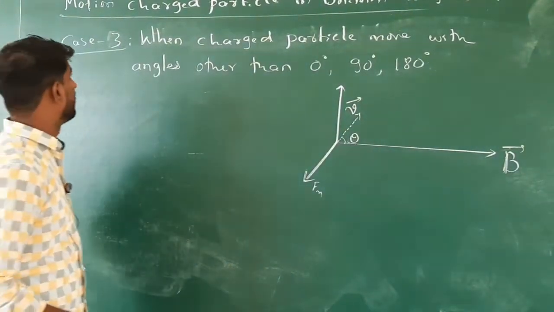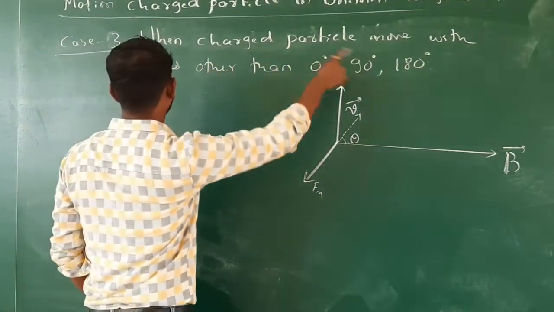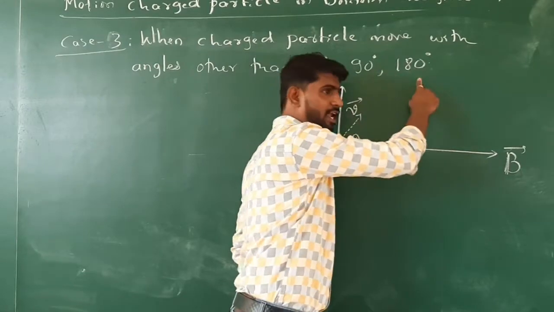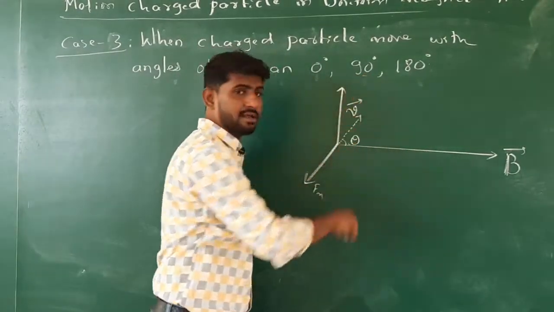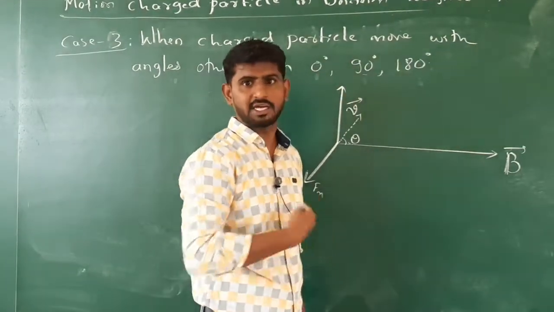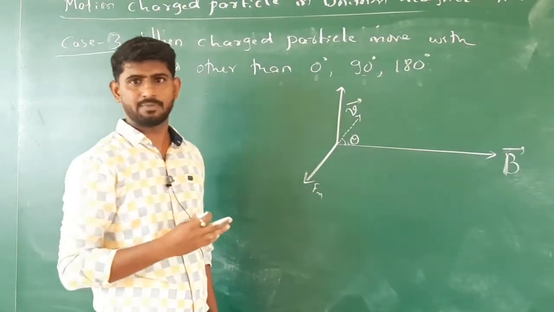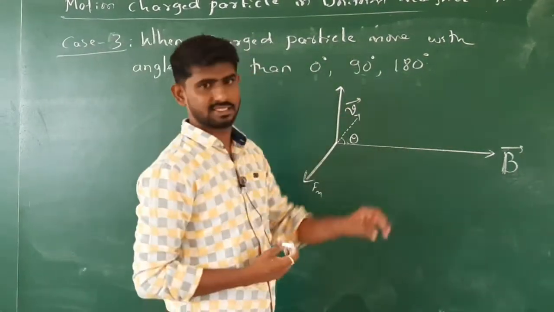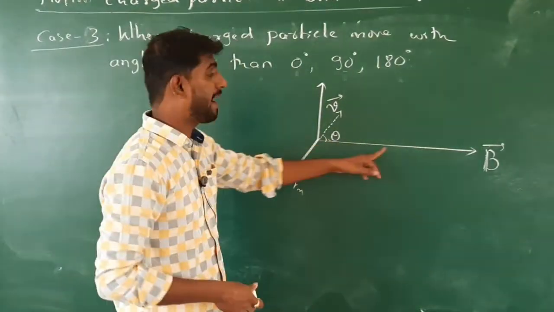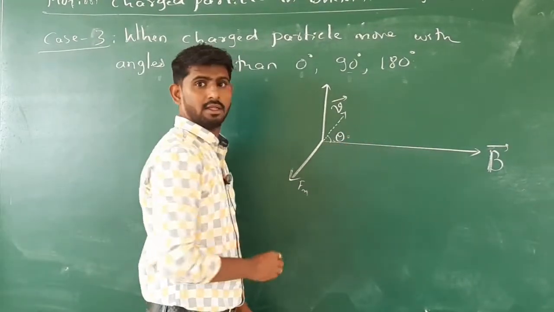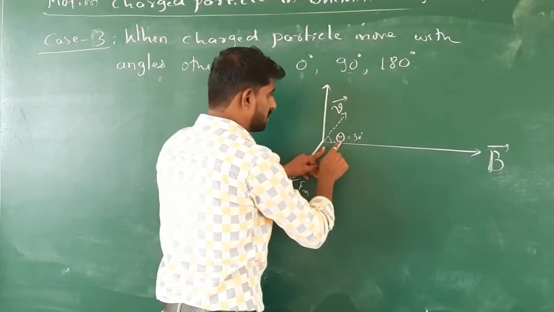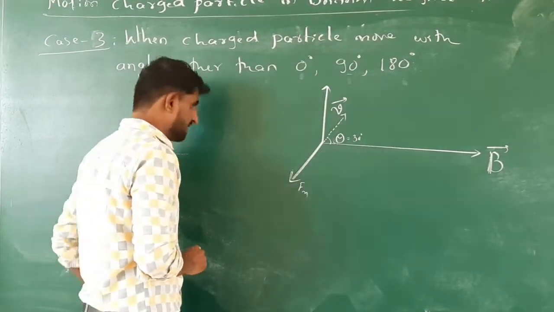Okay, next one. Case number 3. When a charged particle moves with angles other than 0 degree, 90 degree, 180 degree. You know what happens when it is moving with 90 degree? It follows a circular path. You know what happens when the charge is moving with 0 or 180? It follows a straight line. Now it is other than these angles, like 40 degree, 50 degree, 120 degree. Here it is moving with 30 degree. Velocity here, magnetic field here, so the angle between these two is 30 degree. So what happens in this case?